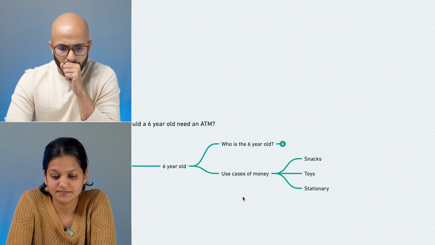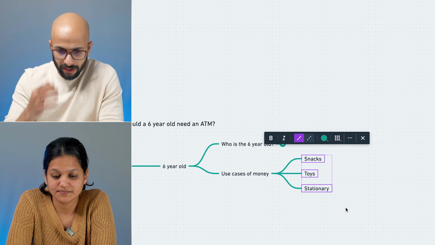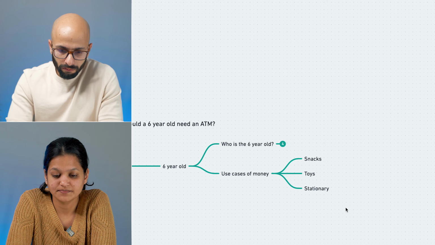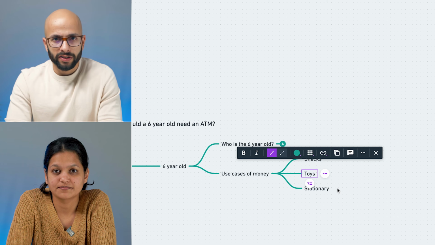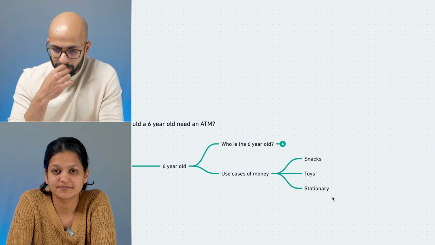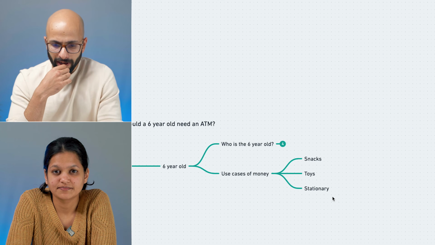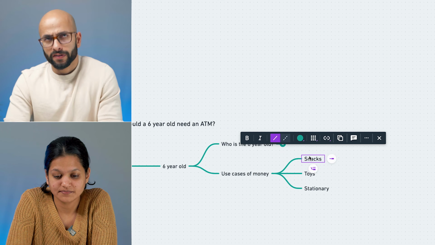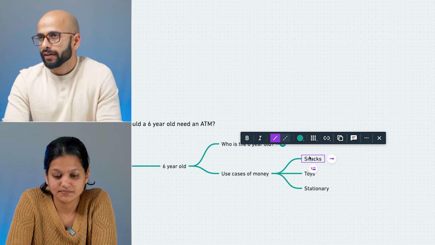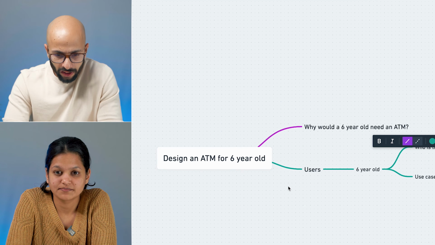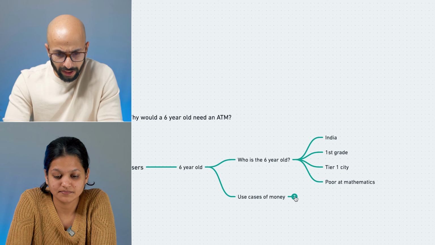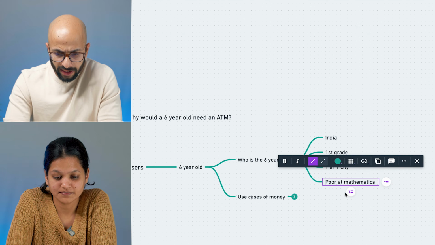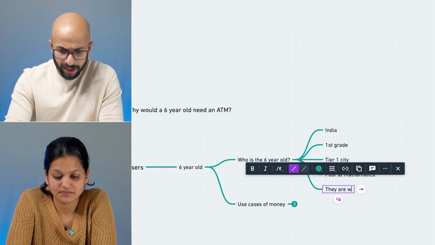And of these use cases, toys, their parents are going to buy them. I don't think 6-year-olds are going outside and buying toys. Stationery also is bought beforehand. Snacks also are served to them, they're always supervised essentially, right? Mm-hmm. So I'm going to add this to the user understanding of mine, is they are always supervised.